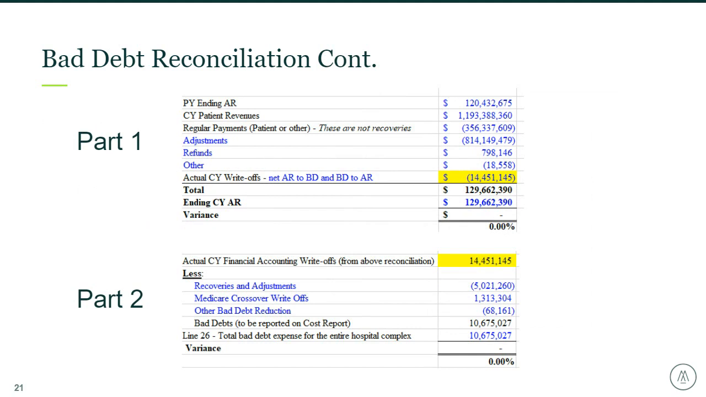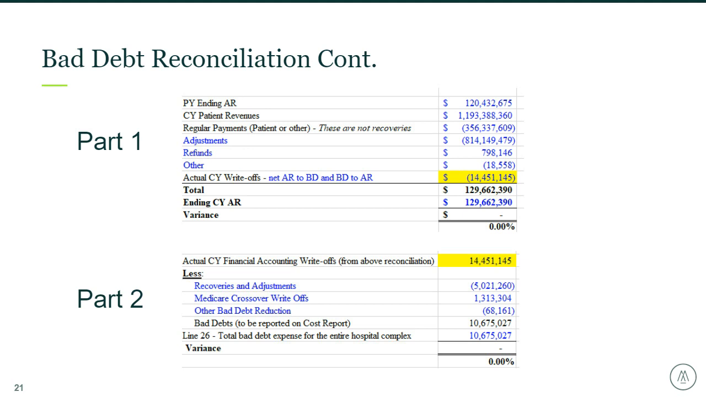Here on this slide, we have shown an example of how a hospital can properly prepare a bad debt reconciliation from the financials down to the detail reported in line 26. To really focus on Part 2, you can see that the provider is ensuring that they are including Medicare crossover amounts, in addition to recoveries, and other adjustments that they included to get to their line 26 total.